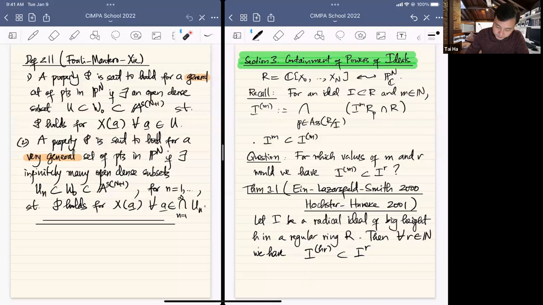If you're not familiar with what it means to be big height, then it's quite simple. You look at all the associated primes of the ideal and then take the maximal height. So maybe I should make a note here. The big height of I is the same as the maximum height of an associated prime of I.